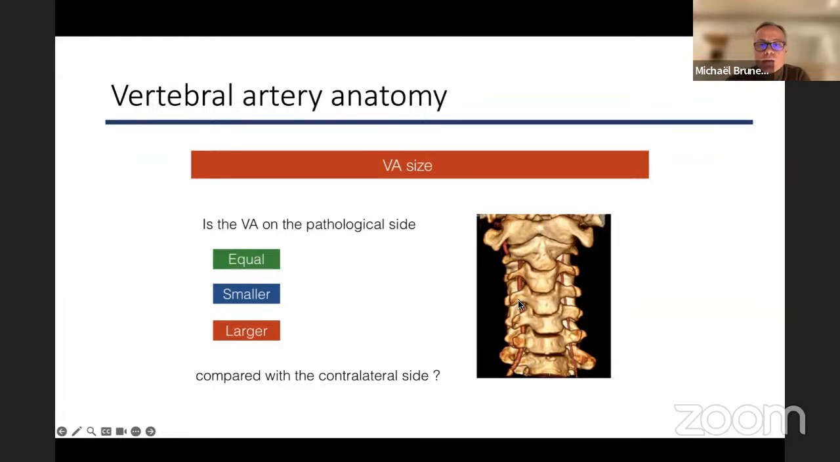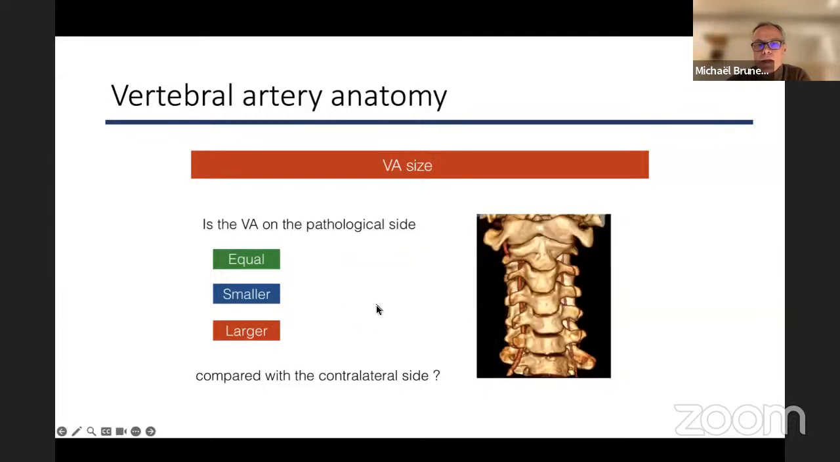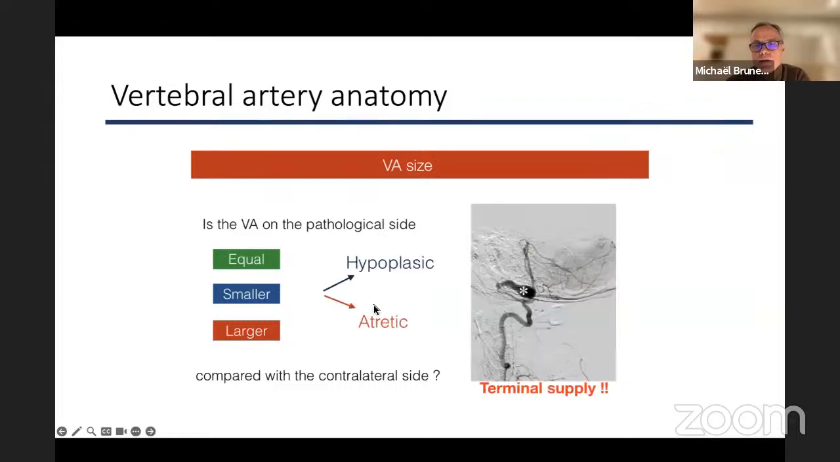Are you exposing the vertebral artery on the dominant side or the hypoplasic side? Most of the time you have equal vertebral arteries, but in quite a significant number of patients you will face a small vertebral artery. If you face a small vertebral artery, there are 2 conditions. The vertebral artery can be called hypoplasic if it is fusing with the contralateral one to form the basilar trunk. In case of any damage to it, normally there are no consequences.